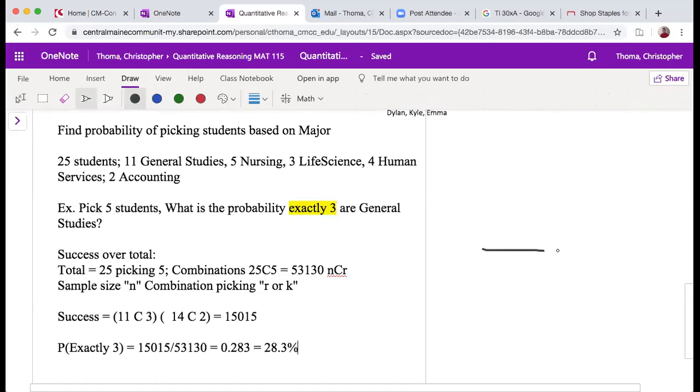If I'm doing this out, we said we had 25 C5, and then up here we have 11 C3, and then a 14 C2. Now put a little times.